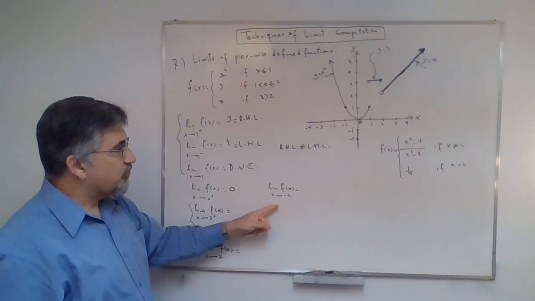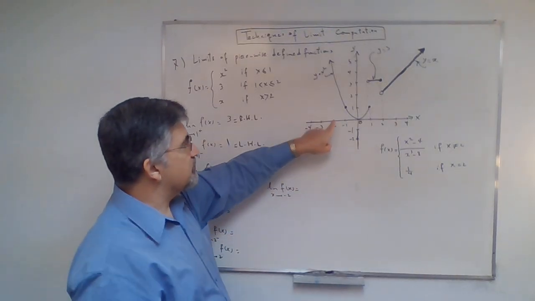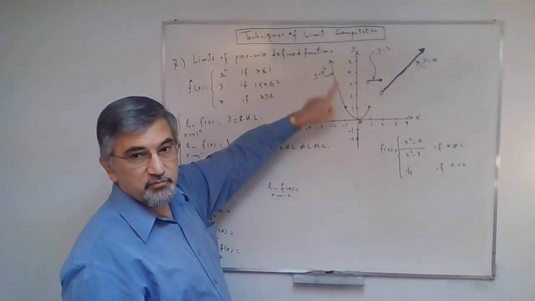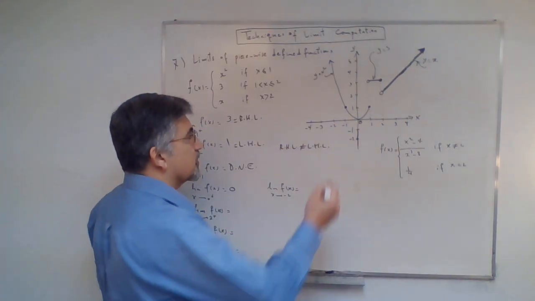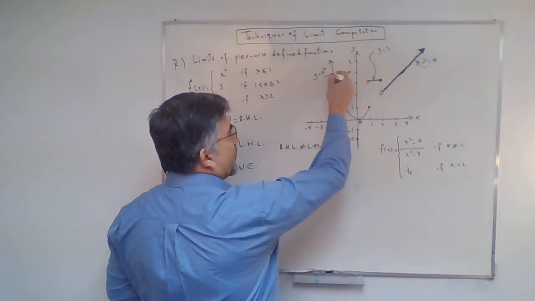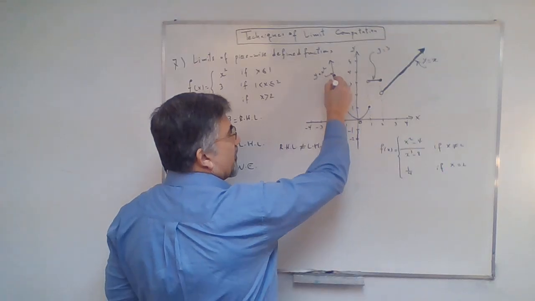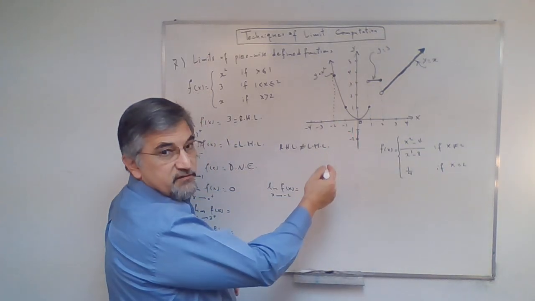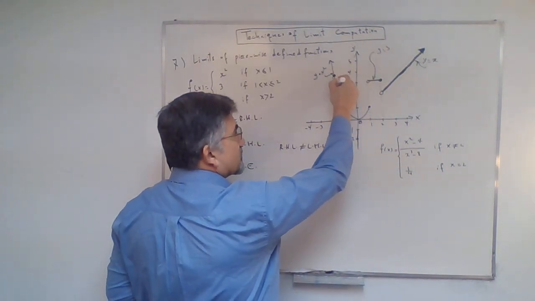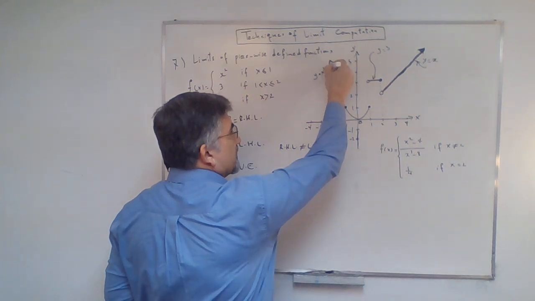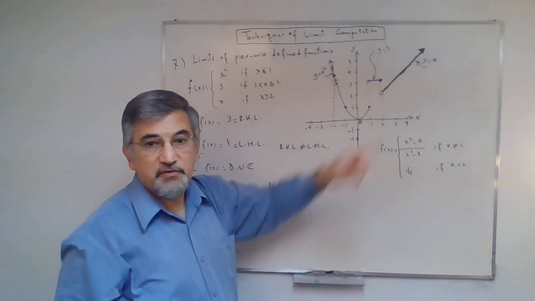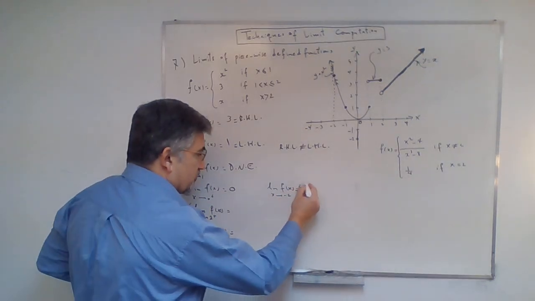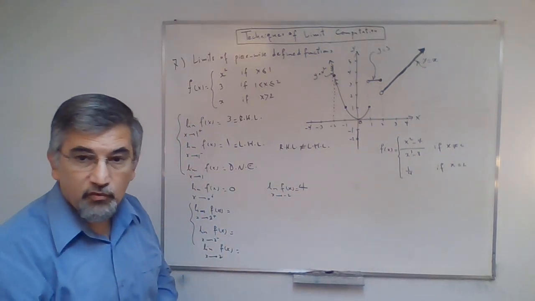Limit of f of x when x approaches negative 2. So negative 2 is right here. It's on the parabola. So negative 2 all squared is going to be 4. So that's a point on the parabola. If x approaches -2 from the right side, like this, or from the left side, like that, it doesn't matter, because the limit is going to be 4 anyway. So we're going to say the limit is 4.